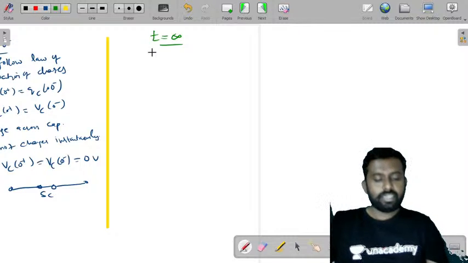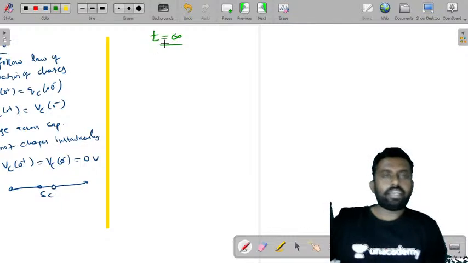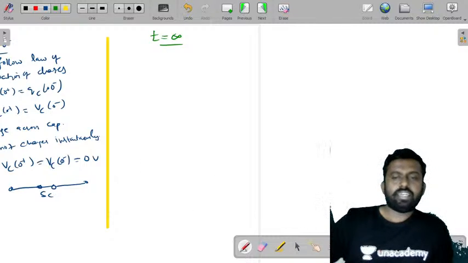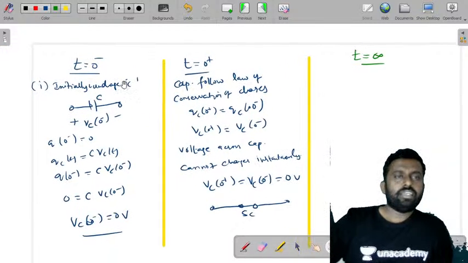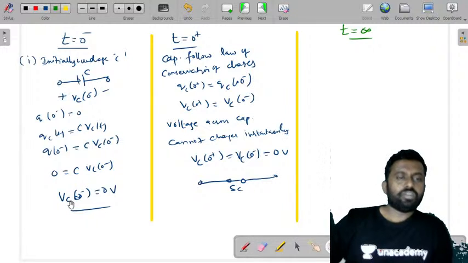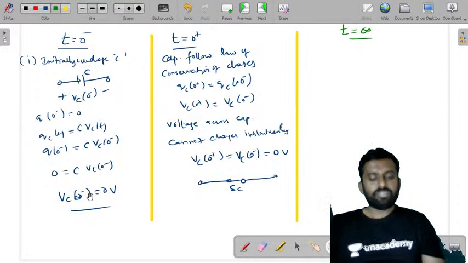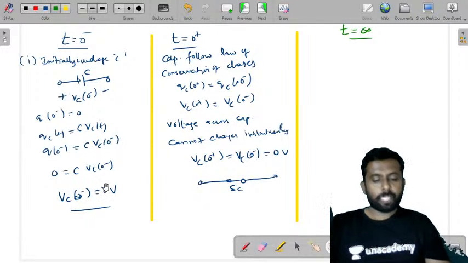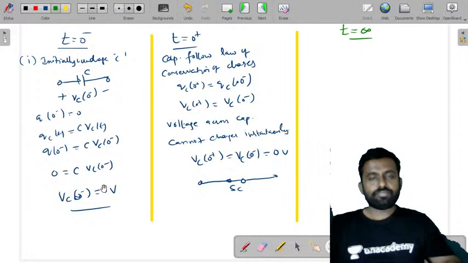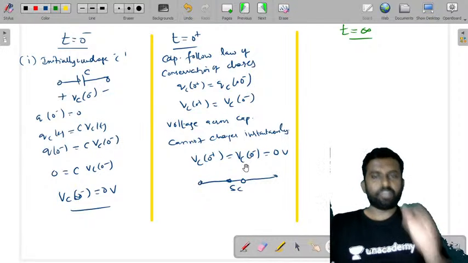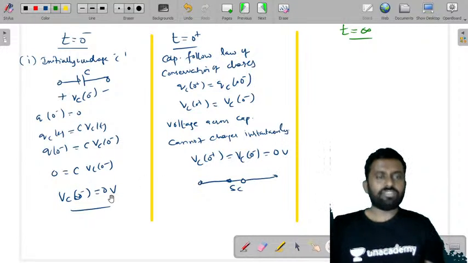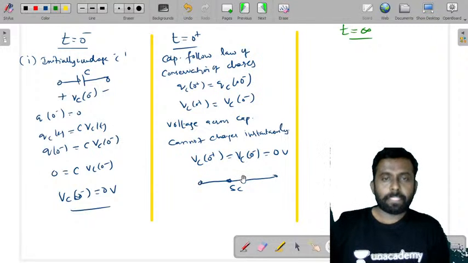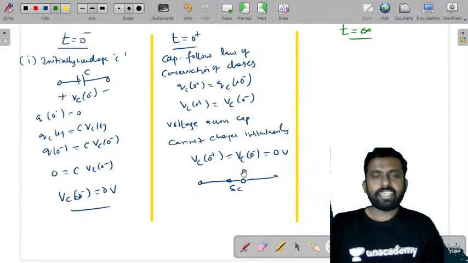So when it is t is equal to infinity, let us first look at t equal to 0 minus. It is initially uncharged, so you get Vc of 0 minus is equal to 0 volts. Now if you take t equal to 0 plus, Vc of 0 plus and Vc of 0 minus are both the same. Vc of 0 minus is 0, so Vc of 0 plus is also 0, so it is acting like a short circuit.